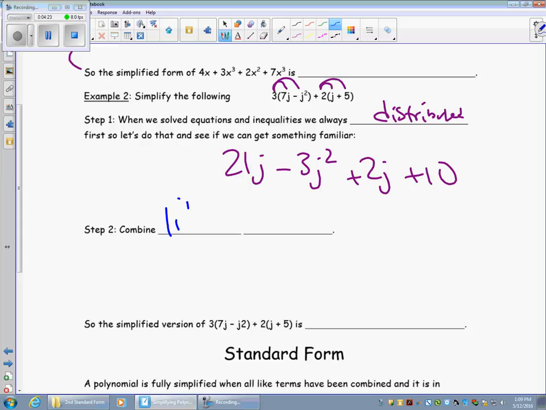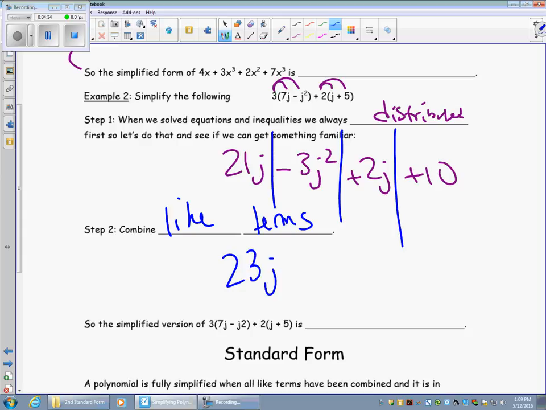And now that I don't have any parentheses, now I can draw those lines down and combine like terms. So let's draw those lines down. And how many j's do I have? I have 23 j's. I have that negative 3j squared that I can't combine with anything else, and plus 10. So the simplified version of that is this down there. Should be pretty easy for us today.